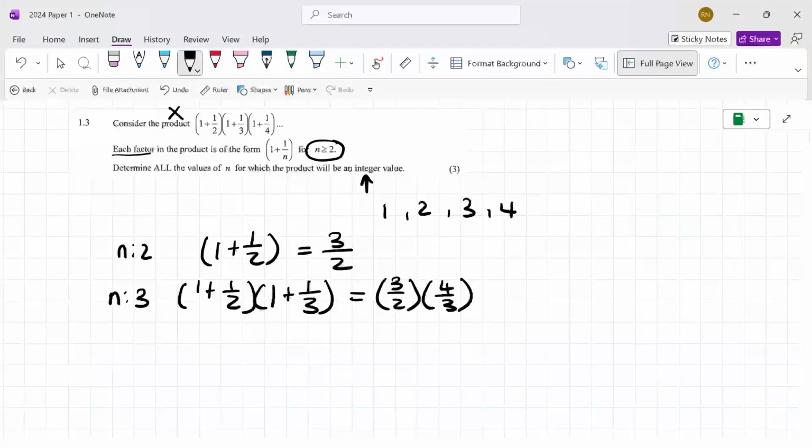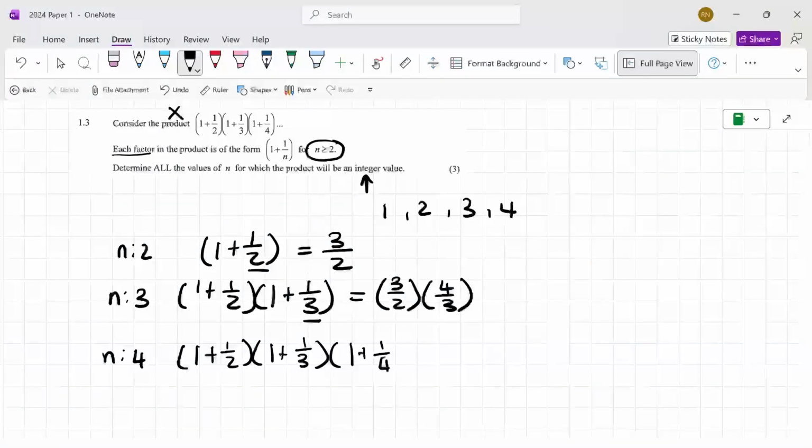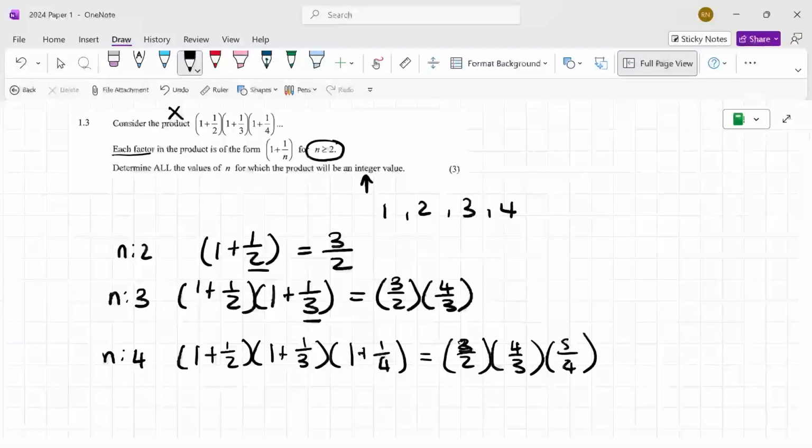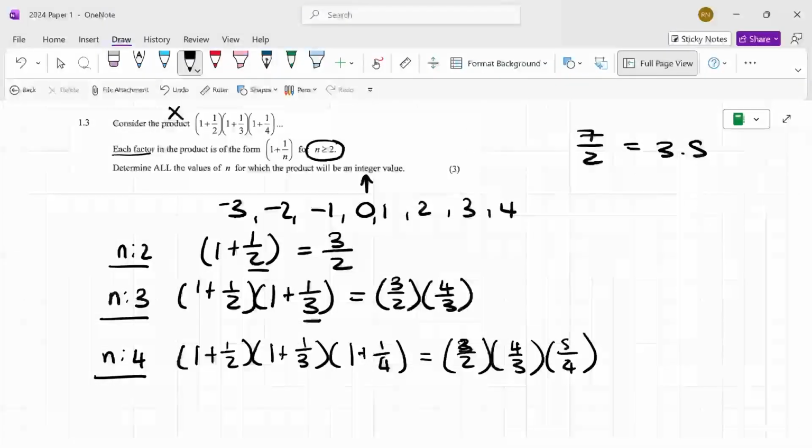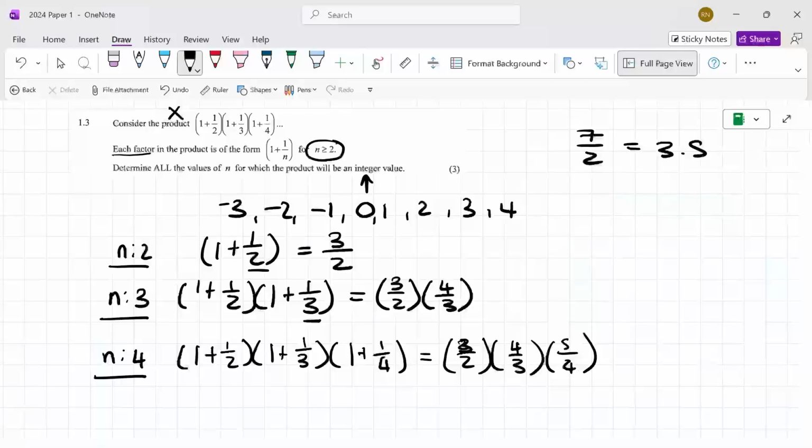They want to know for what values of n. If this is 3, then it goes up to 3. This is 2, it goes up to 2. So n equals 4 would be 1 plus 1 over 2, 1 plus 1 over 3, 1 plus 1 over 4. This will give me 3 over 2, 4 over 3, 5 over 4. We want to know what n value would give me an integer, so either 1, 2, 3, 4, a whole number. It can't be a decimal. It can't be like 7 over 2, because that would give me 3 comma 5. But it can also be a negative number, so it could be minus 1, minus 2, minus 3. We want to know what values of n would give me whole numbers, or integers, when we multiply all the brackets with each other.